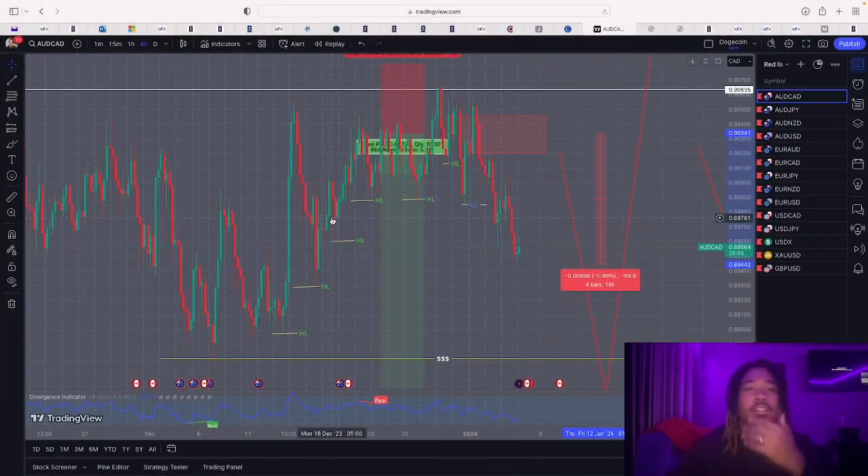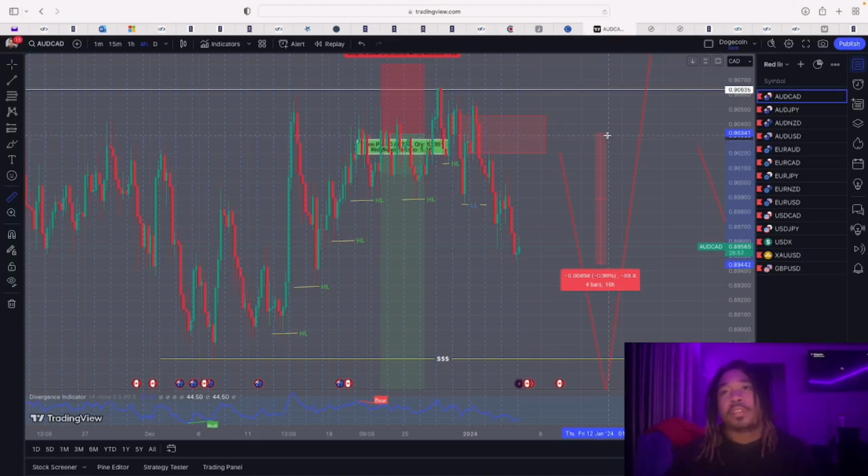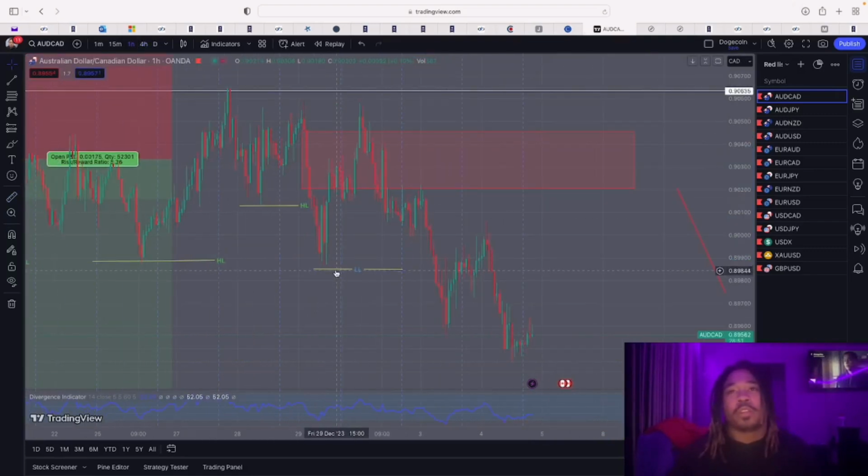Hey, today is Thursday. We marked this up on Monday. We're currently sitting at 90 pips from our entry. Price fell, and we looking real good. This is the 4-hour chart. Let's see what happened on the 1 hour.